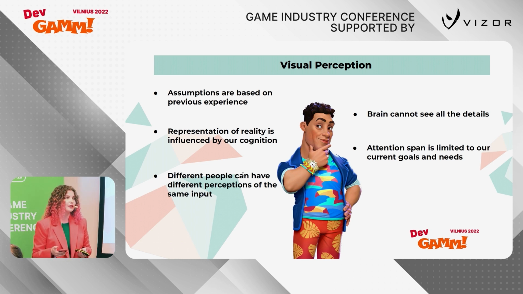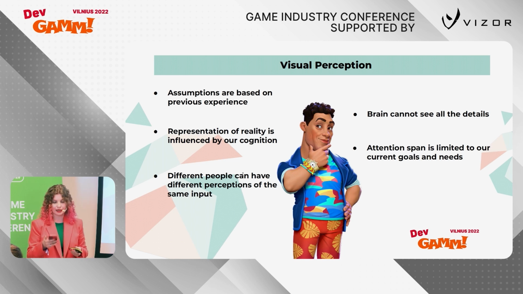So the main characteristics of human perception that we need to remember is that perception is an interpretation of what we see. And our mental representation of reality is not perfect, and it's influenced by cognition. Different people can have different perception of the same input. And our attention span is limited, and we often focus on what is most relevant to us based on our current goals and needs. So cognitive theory says that what we really perceive is not what is really there. It's all based on the meaning we give to the data we receive.